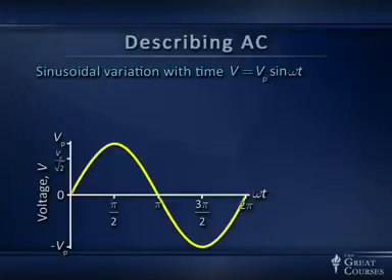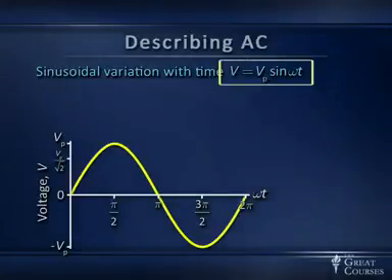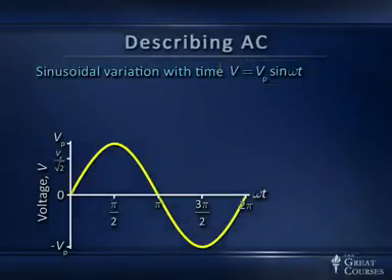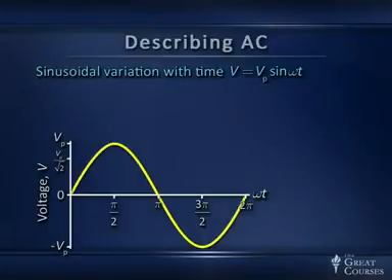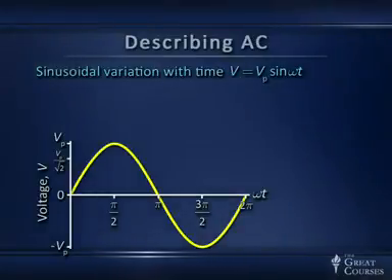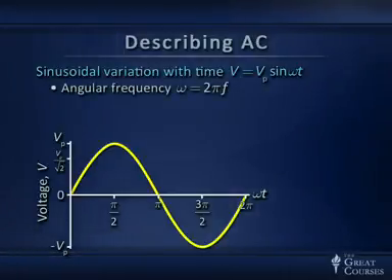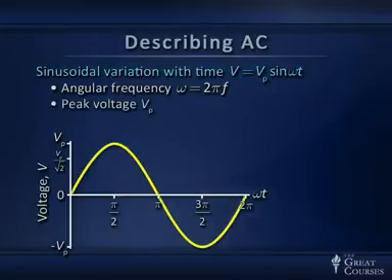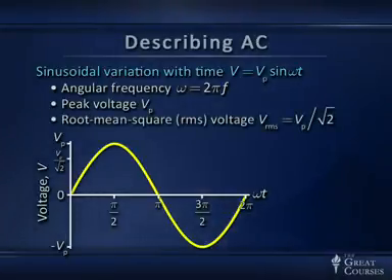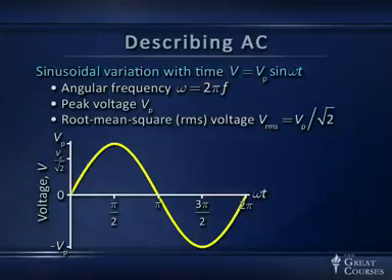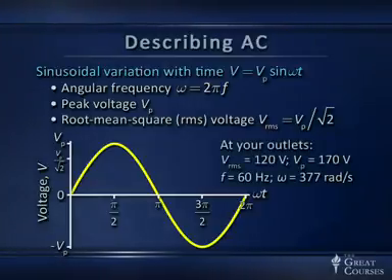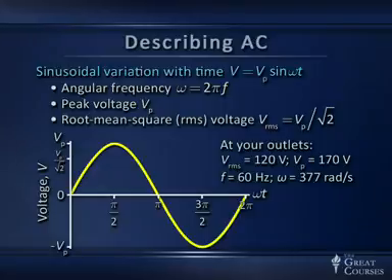If I wanted to write it out, I would write V as V peak, V sub P, sine omega t. So sine is something that varies between plus and minus 1, and multiply by V peak, and we get this peak value at the maximum and minus the peak value at the minimum. The angular frequency, omega, is 2 pi f. The peak voltage is V peak, and the root mean square voltage is V peak over the square root of 2, as I just described. And again, in the lower right are those numbers for your outlets in typical North American power situation.